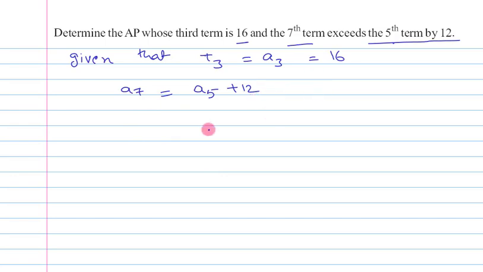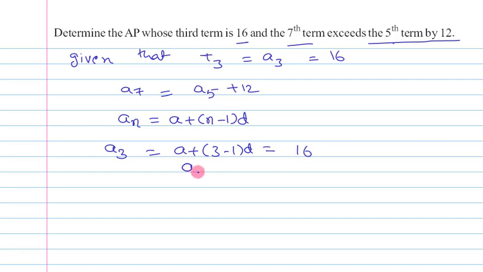For that, I am going to make use of an important formula, the nth term of an AP: an is equal to a plus (n minus 1) into d. By using this formula, a3, the third term, I can write as a plus (3 minus 1) into d, which is equal to 16. That means a plus 2d is equal to 16. This is the first equation.